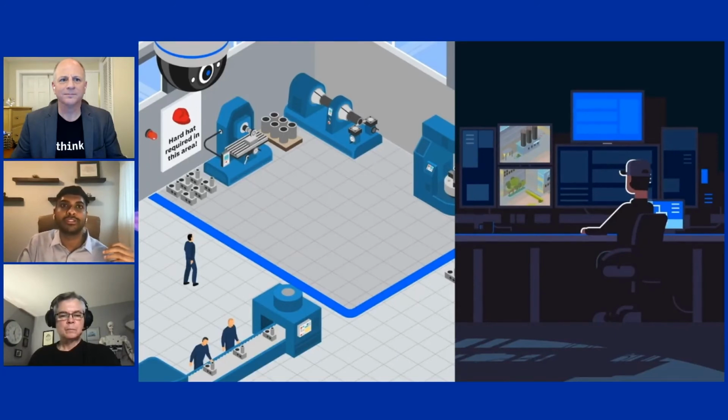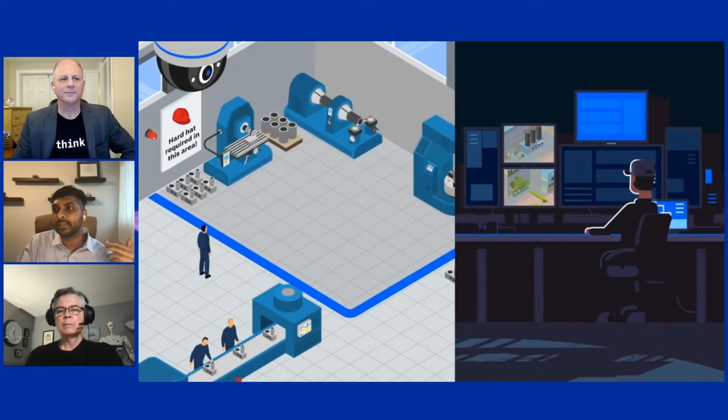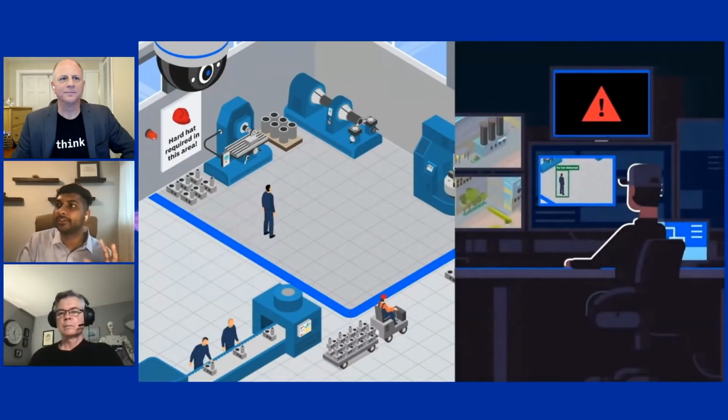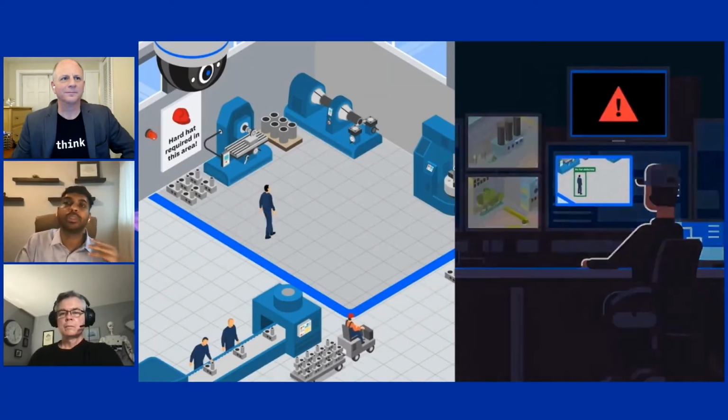So let's look at what the solution is. You'll notice here that we have a worker that is about to enter this particular area of the factory, and it's called the danger zone. As soon as he's about to enter that, a deep learning model that's running on that smart camera right on top is able to identify the person, and it starts streaming video to the edge server. On the edge server, we have a hard hat detection model, which detects that this particular worker is entering this danger zone without wearing a hard hat.